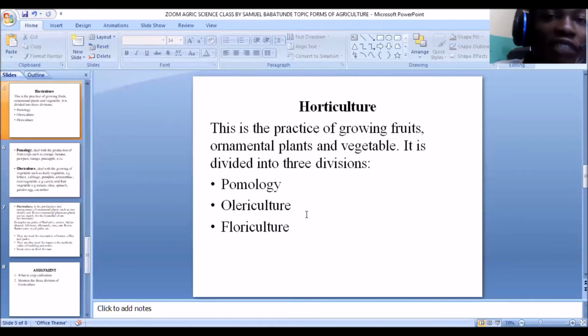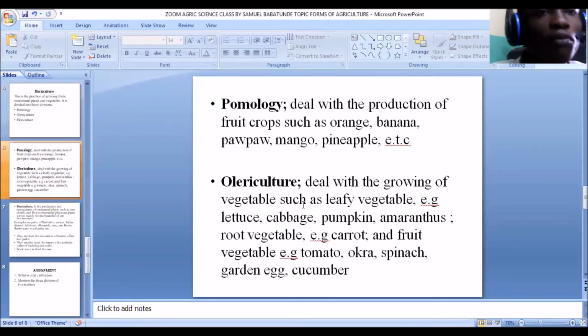Remember, horticulture is a form of what? Agriculture that deals with the growing of fruits, ornamental plants, and vegetables. So we have fruits number one, ornamental plants number two, and vegetables number three. So because of this, we are dividing horticulture into three divisions. The first division is pomology. The second division is Olericulture, and the third division is Floriculture. Now we're going to be considering these individually. Now we'll look at pomology.